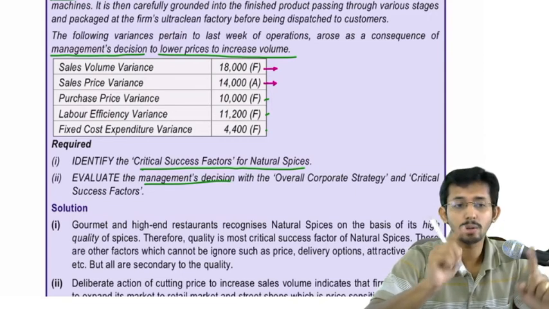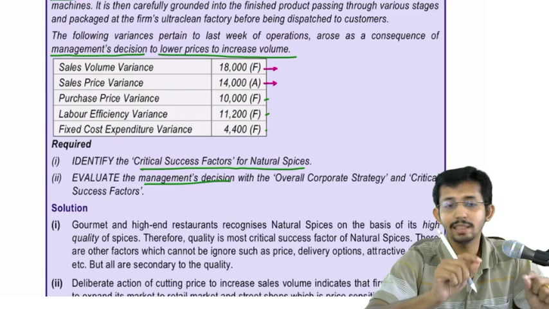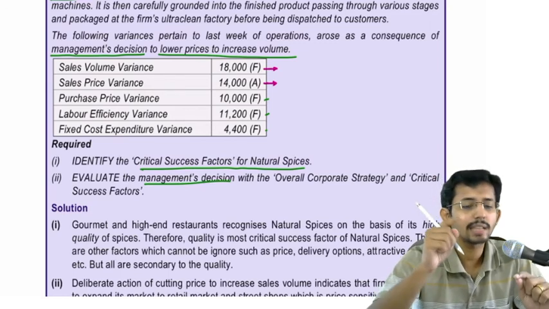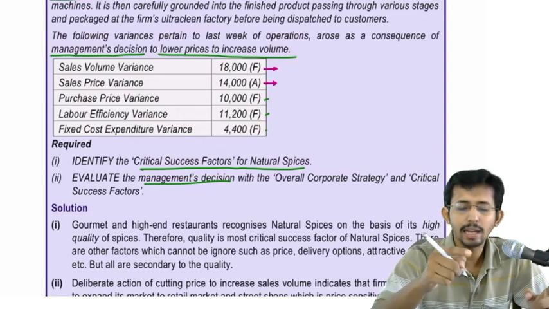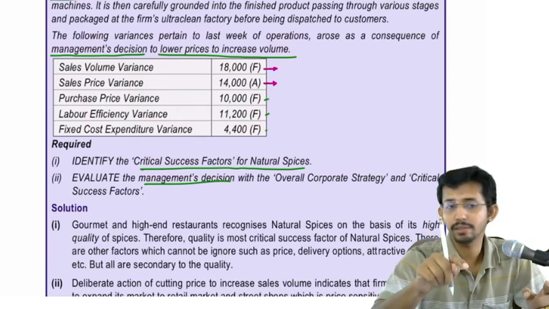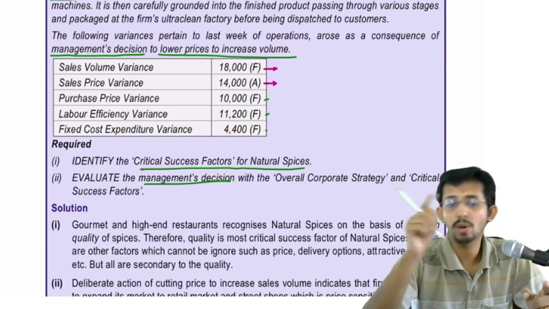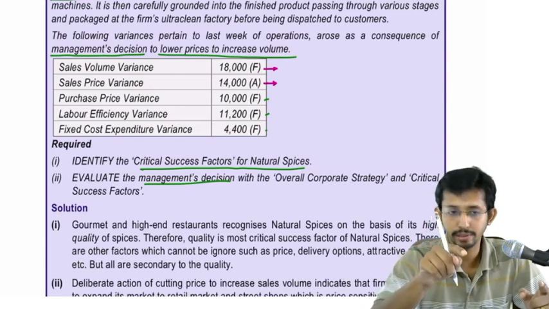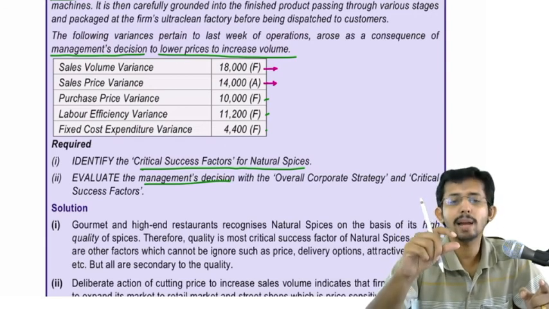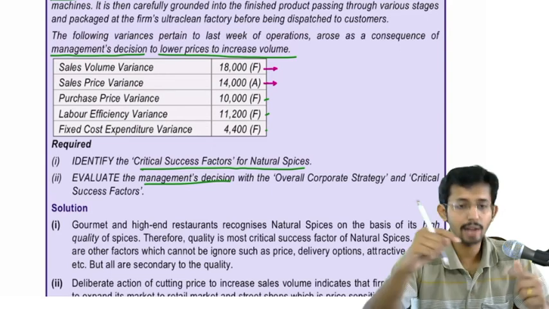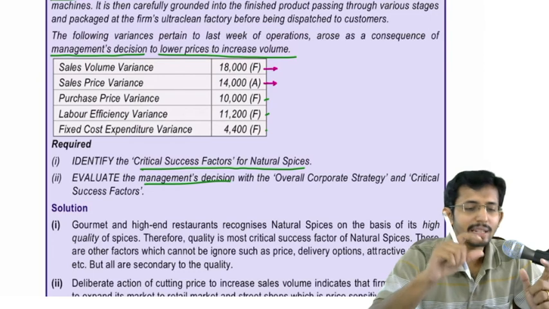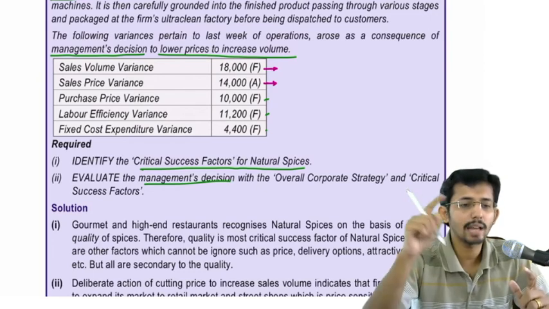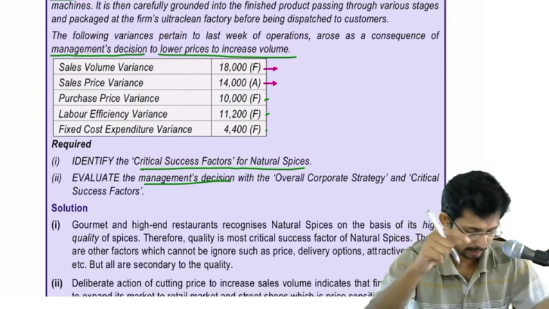adverse variance on account of selling price. What does it indicate? It indicates that the selling price has reduced from the budget selling price. Okay, that means they have consciously reduced the selling price, whereas the volume has gone up. That is why you are getting a favorable variance. And what is the net impact? Net impact is 18,000 favorable and 14,000 adverse, which gives you 4,000 favorable. So on a net impact, the profit has gone up by the strategy.